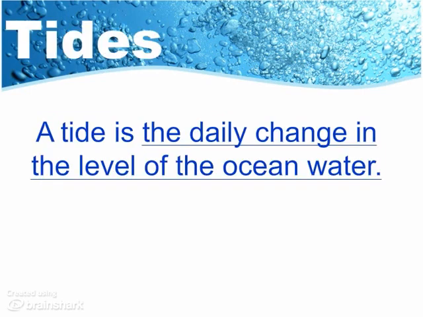A tide is the daily change in the level of the ocean water. Now, there's a few things that we need to look at in this definition. Daily. That means that the tides happen every day without fail. It doesn't matter if it's a beautiful day. It doesn't matter if it's storming. It doesn't matter if it's windy or if it's not. The tides are going to happen every day.